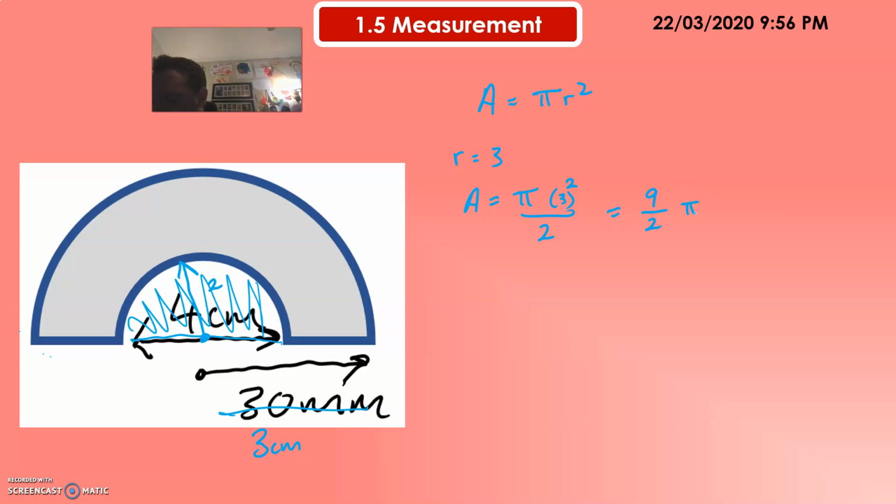Now if I wanted to, I could quite easily go and work it out, which is equal to 14.14. But there's a rounding error there, so it's much easier to leave it as pi. If you're confused by that, leave it as 14.14.